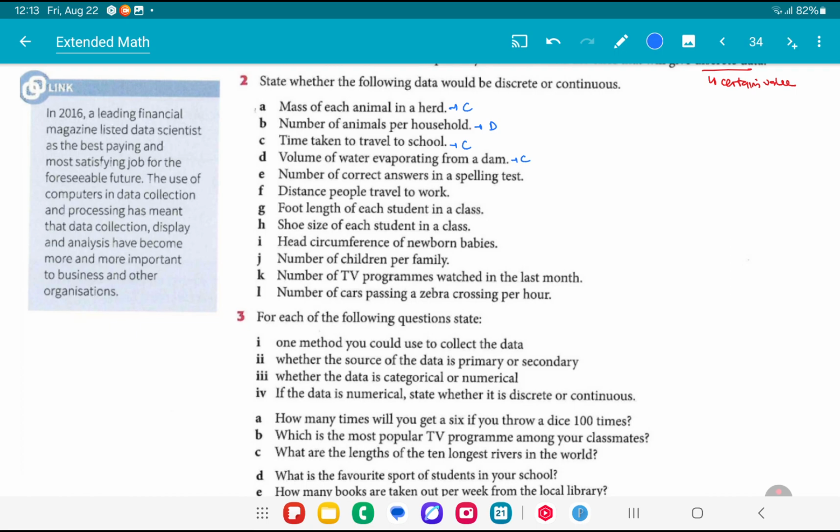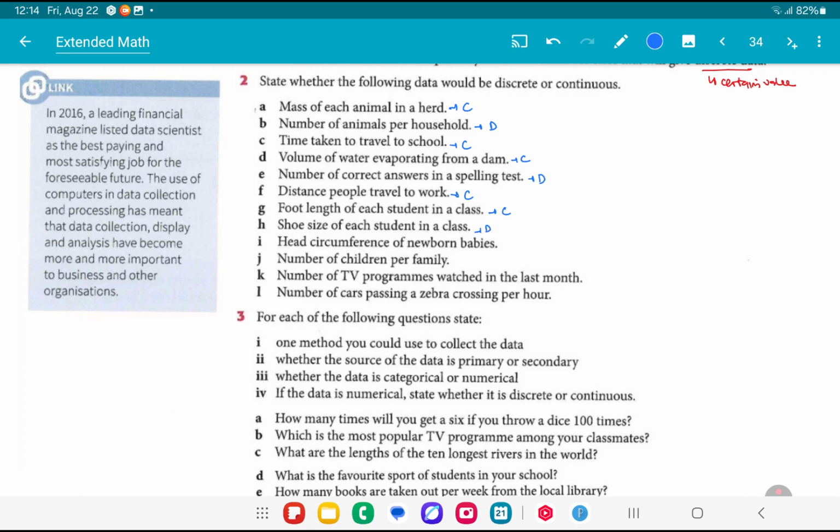Number of correct answer in a spelling test. This one is given certain number. So this one is discrete data. Distance people travel to work. This one also vary from one person to another. So this one is continuous. Foot length of each student in a class. This one is also vary in interval. Shoe size of each student in a class. This one is discrete.